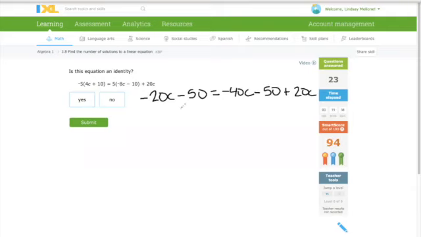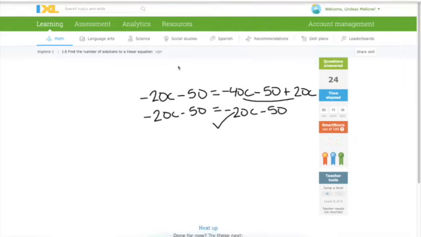And then I've got to simplify this. So the left side is fine. We still just have negative 20c minus 50. But on the right-hand side, I'm going to combine my c's. Negative 40 plus 20 is negative 20c. The negative 50 stays. These are exactly the same. So it means infinitely many solutions, which means yes, this is an identity.